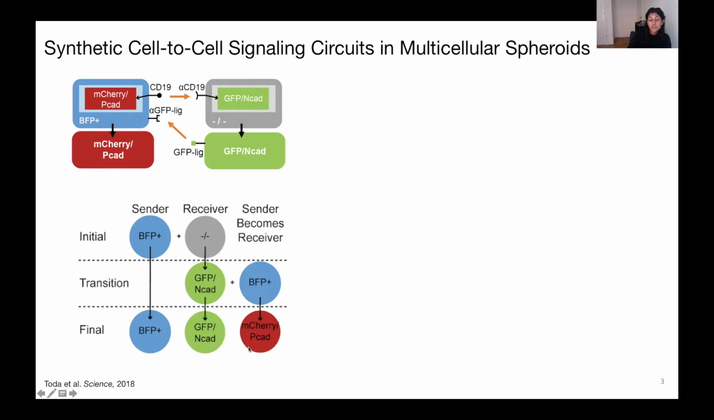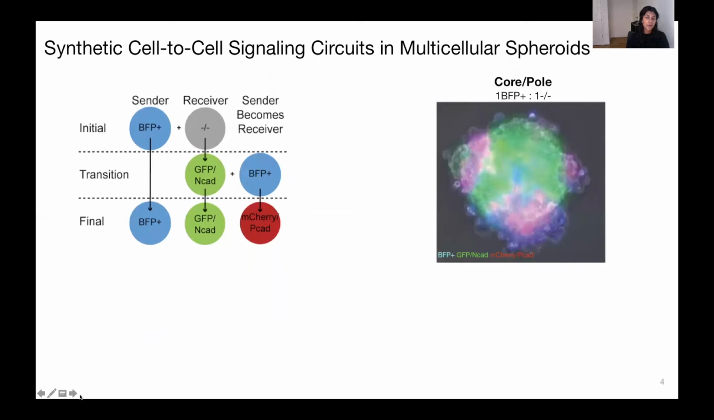N-cadherin and P-cadherin are adhesive proteins with a high level of homotypic adhesive strength. So this means that the activated green cells will preferentially bind each other, and the activated red cells will preferentially bind each other. When we co-culture these sender and receiver cells at a 1-to-1 ratio in a spheroid, we see that they form a core-pole pattern in which the green cells form a central core and the red cells self-assemble in smaller clusters around this core.